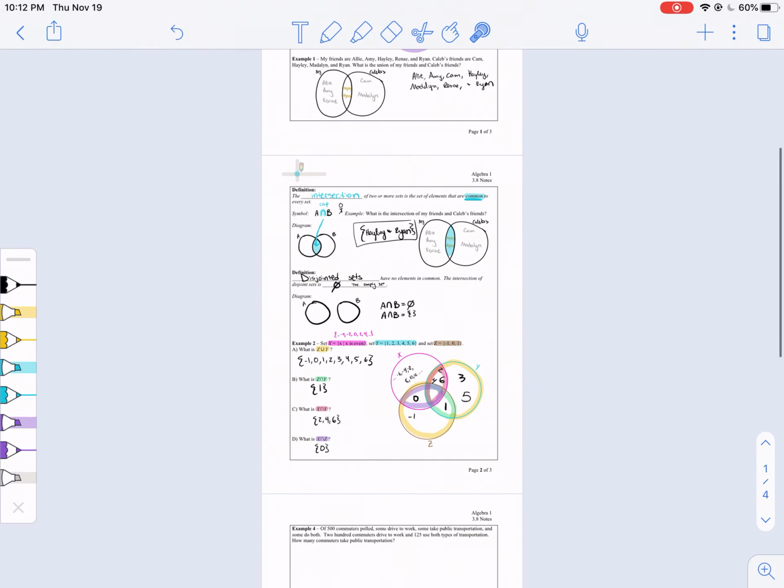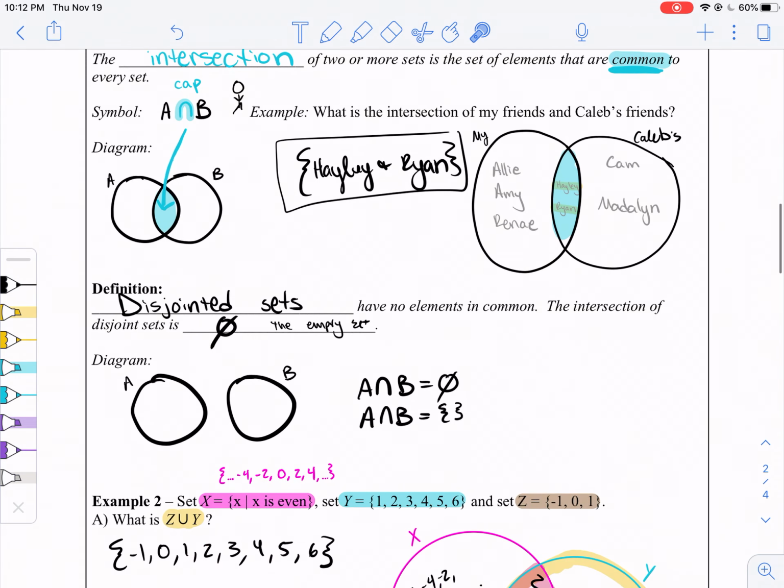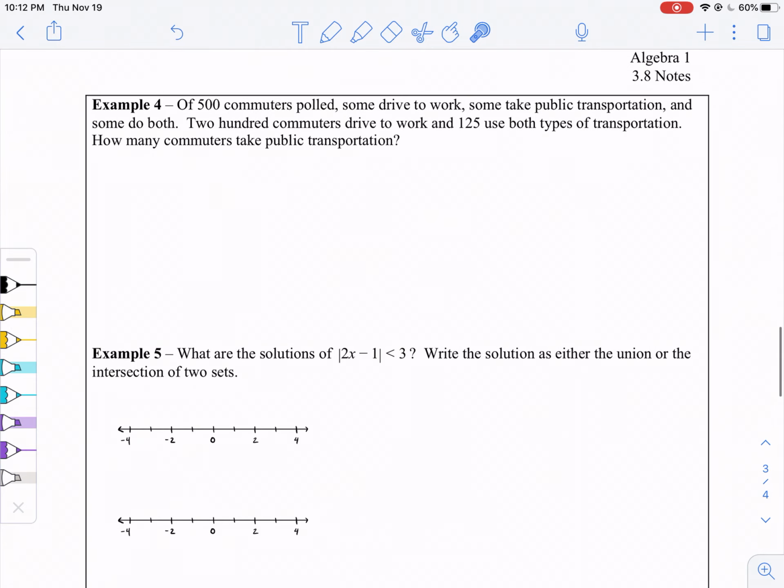Whew, got it? Okay, so far we've talked about the union, which is everything together. We've got intersection, which is only where they overlap. And then we've got disjoint sets that don't overlap. Sad day. Okay, cool. So when are we going to use this? Well, I have 2 examples for you. Oh, and by the way, you guys, this question, great quiz question. Hint, hint. Okay, so out of 500 total commuters polled, some drive to work.